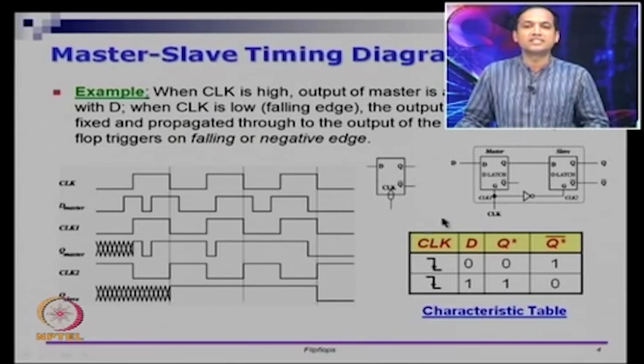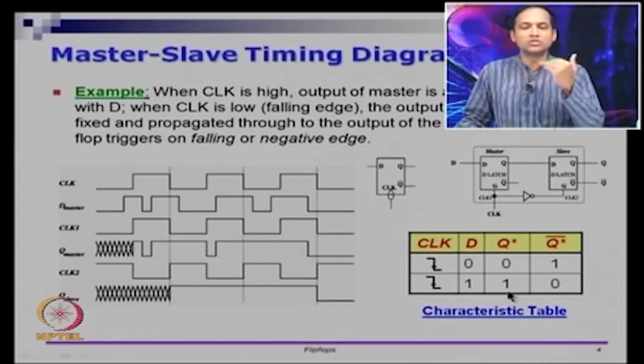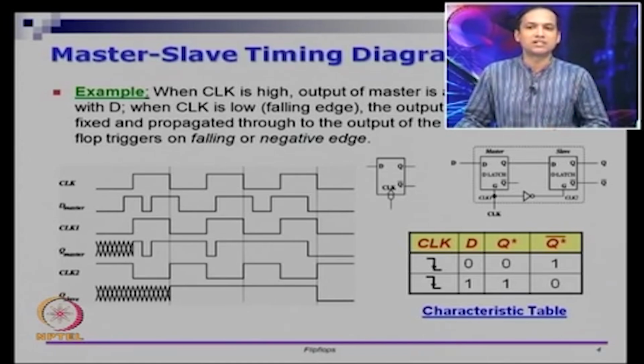So let us look at the characteristic table. This is a CLK signal, and we are showing it as a downward going arrow, which means it is a negative edge. On the negative edge of CLK, if D is 0, Q should be 0 and Q bar should be 1. On the negative edge of the CLK, if D is 1, Q star is 1 and Q star bar is 0. In all the other cases, Q star should just keep the previous value itself. So Q of T should be the same as Q of T minus 1. This is called a negative edge triggered flip flop.